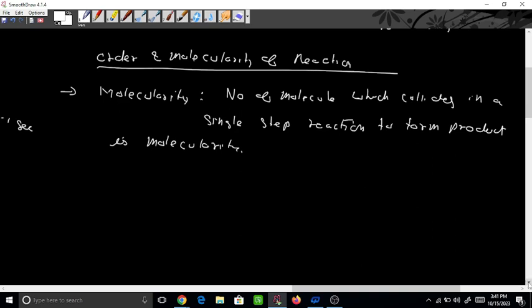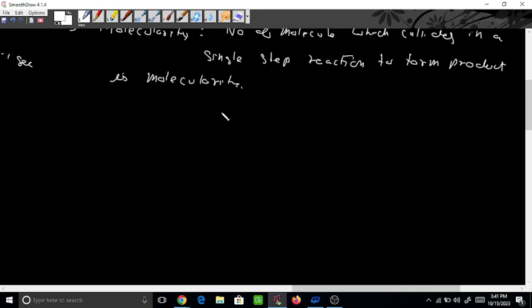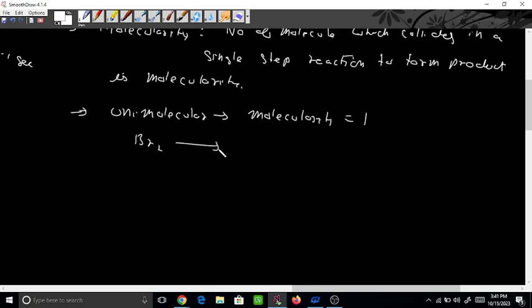Fine. So the molecularity can be unimolecular also. Suppose any one molecule is reacting, that is called unimolecular, so molecularity will be equal to 1, meaning only one molecule is reacting. An example can be Br2: this is one molecule of bromine, breaking into two atoms of bromine. This is molecularity of 1.